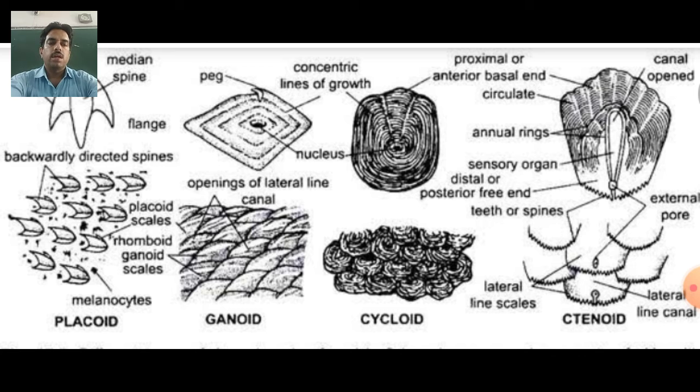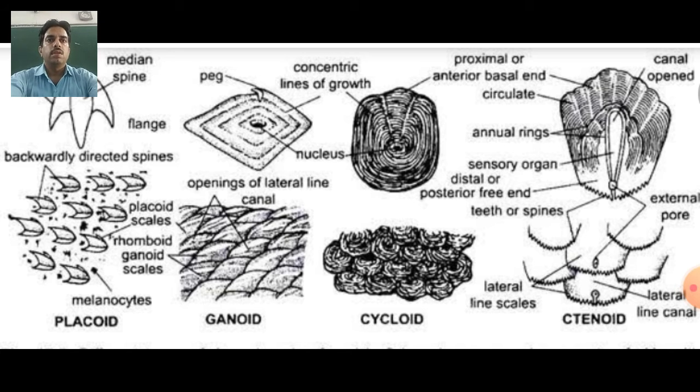Epidermal scales are cornified derivatives of the Malpighian layer of the epidermis. They are well developed in terrestrial vertebrates such as reptiles, birds and mammals. So epidermal scales are present in reptiles, birds and mammals, whereas dermal scales are mesenchymal in origin and are present in fishes.